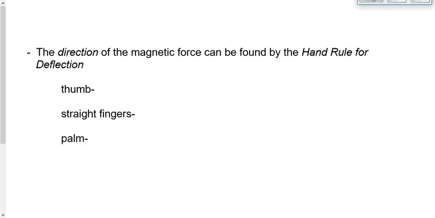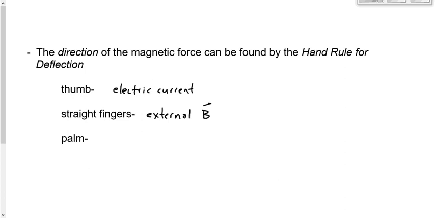All right, how do you think you find the direction of the force on this wire? Same way as we found the direction of the force on the particle, right? Charged particle moving through a magnetic field, we use the hand rule for deflection. Do the same thing. We're going to stick our thumb in the direction of the electric current. So if the current's going to the right, then our thumb goes to the right. Our straightened fingers go in the direction of the external magnetic field. Not the magnetic field that's caused by the wire.